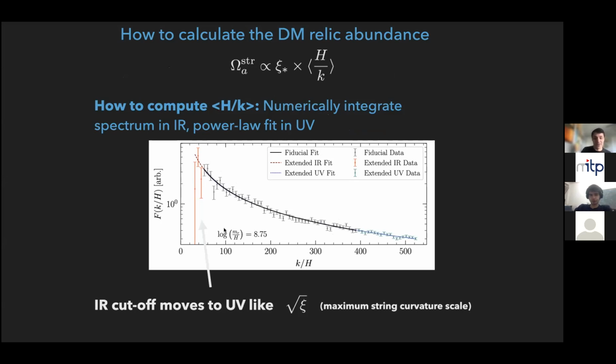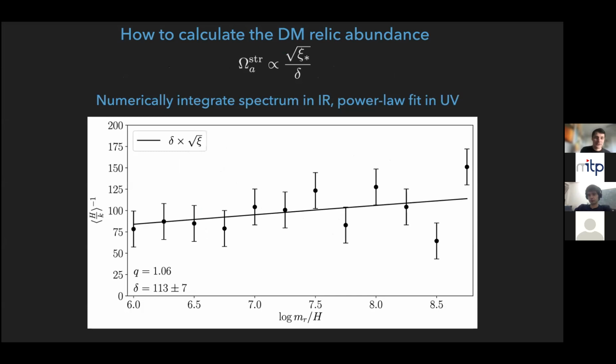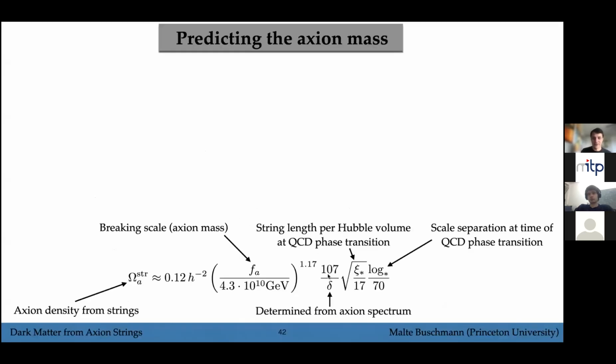And there's some cutoffs involved over here. So what you do is you also compute that quantity at different times, and then you can fit it, which gives you the parameter delta. And ultimately, that's what enters your calculation of the Axion density from strings.